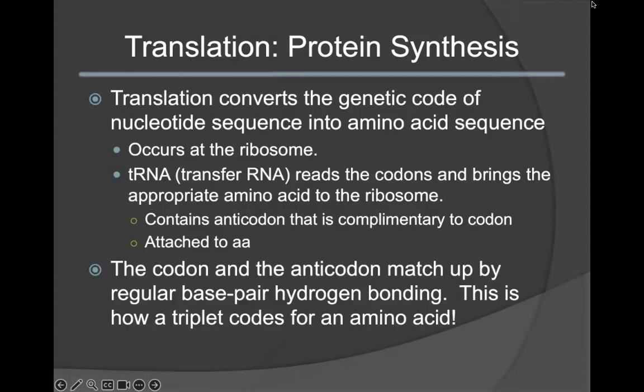Translation. We will now take a look at the translation process. This is the process that results in our polypeptide chain, which will then go on to synthesize a functional protein.